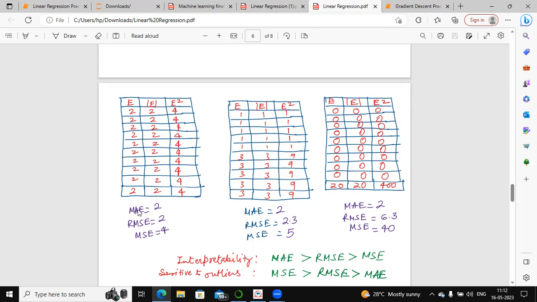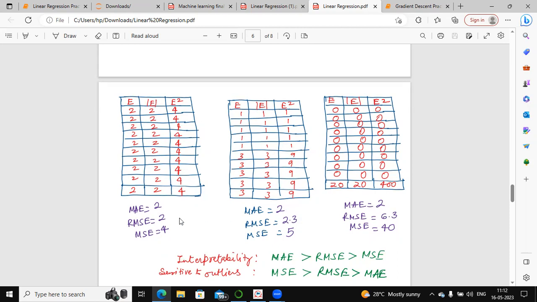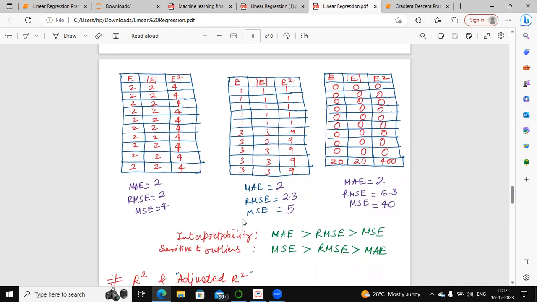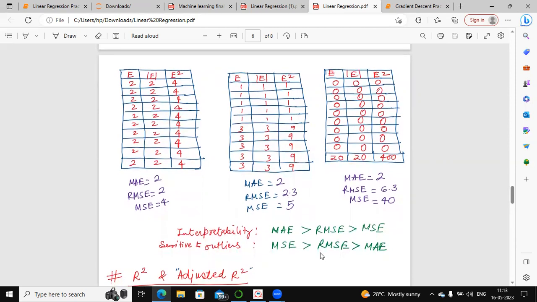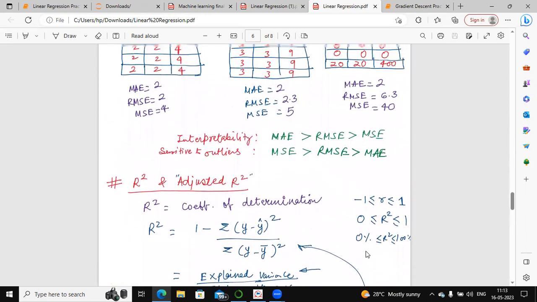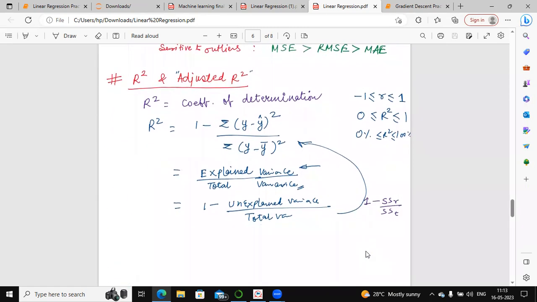So what we have seen is that in all the three cases, the mean absolute error remains constant for various error values. Okay. So for interpretability, we use mean absolute error, and then we will use root mean square error, and then we will use mean square error. So which are sensitive to outliers? You can see this 400 is an outlier here. So mean square error is sensitive to outliers, then root mean square error is sensitive, then mean absolute error is not at all sensitive. Okay, this is all about the evaluation metrics.